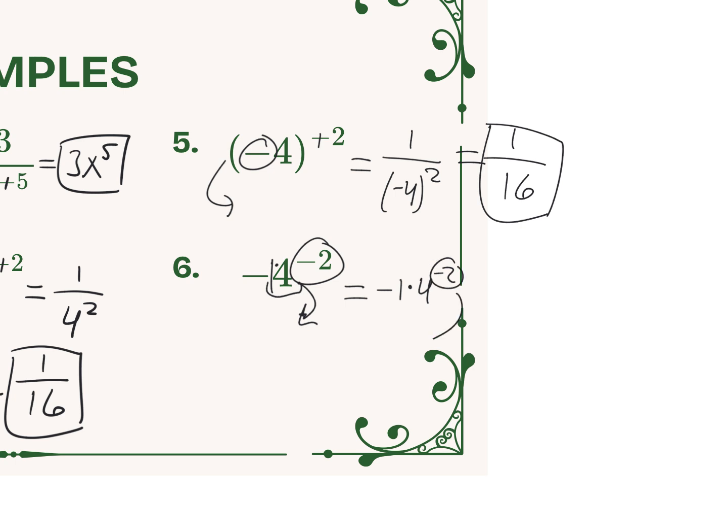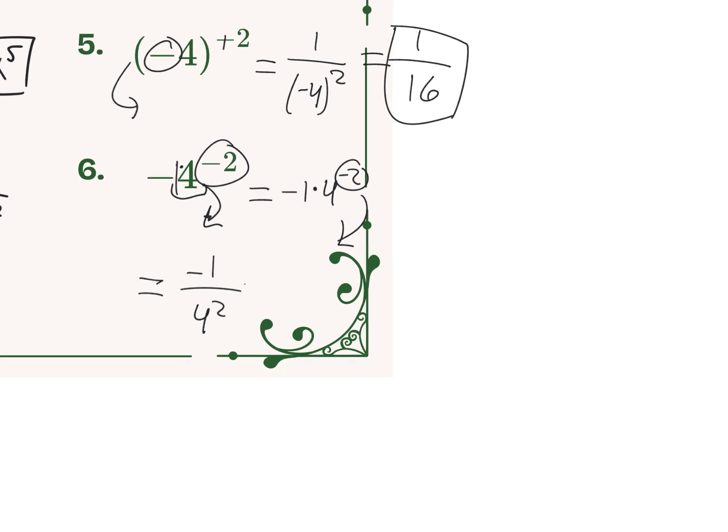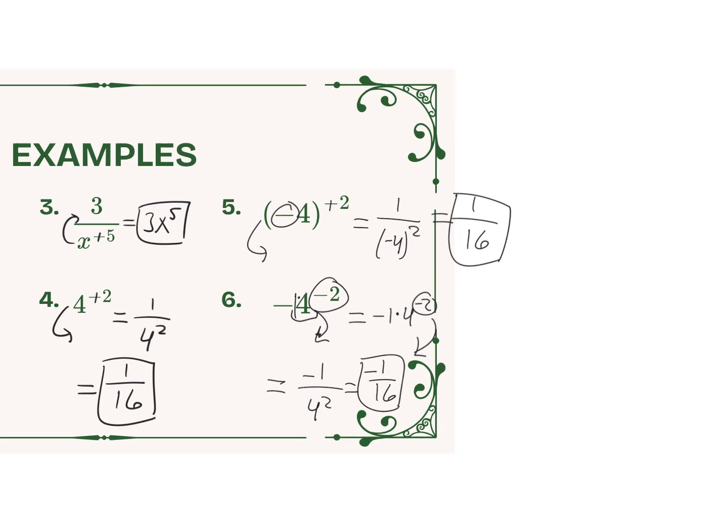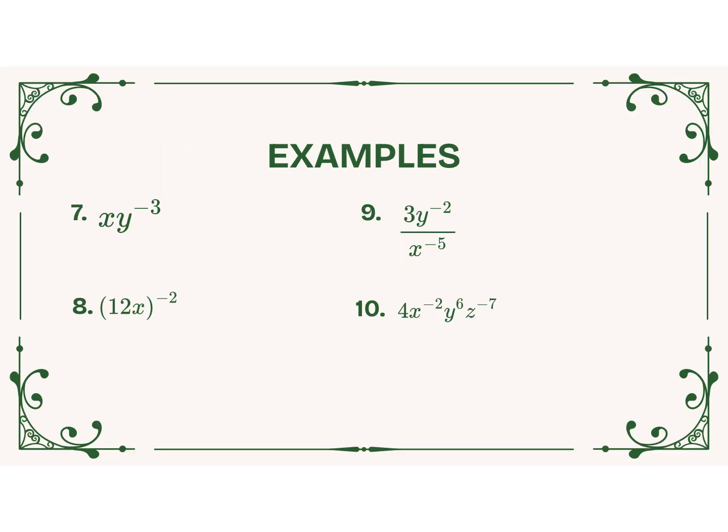And then you can move this to the bottom. All right, and this is going to be negative 1 over 4 to the positive 2. And 4 to the positive 2 is 16. So it's just negative 1 over 16. Okay, so some more examples. Right, they increase in complexity, but still same exact idea.